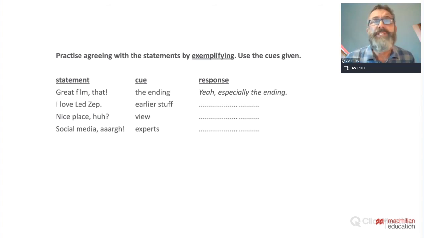Simple little activity. But you can have fun with it. You can get the students walking around the class, reading their sentences to each other. Focusing on the intonation, the Yebut, the yeah especially, and so on. Okay, so that's one example. I've got a worksheet of this.